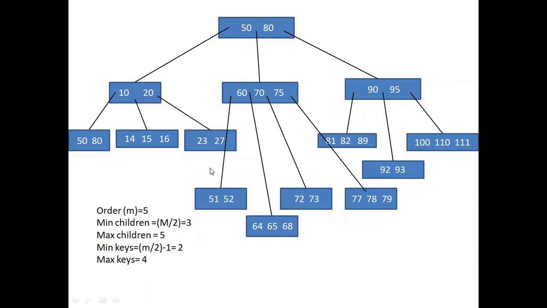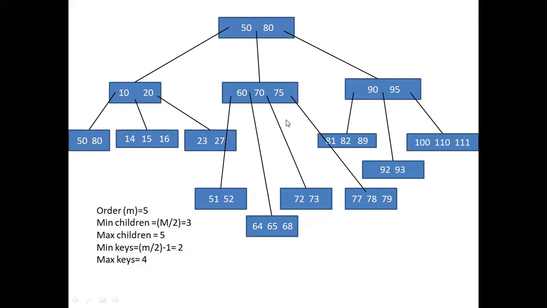So how many minimum children can this tree hold? That is given by the formula ceiling value of m by 2. So m by 2 will give you 2.5, and ceiling value means you have to take the next upcoming value, and floor means just the preceding value. So floor value of m by 2 will give you 2, ceiling value will give you 3. So the minimum number of children should be 3.